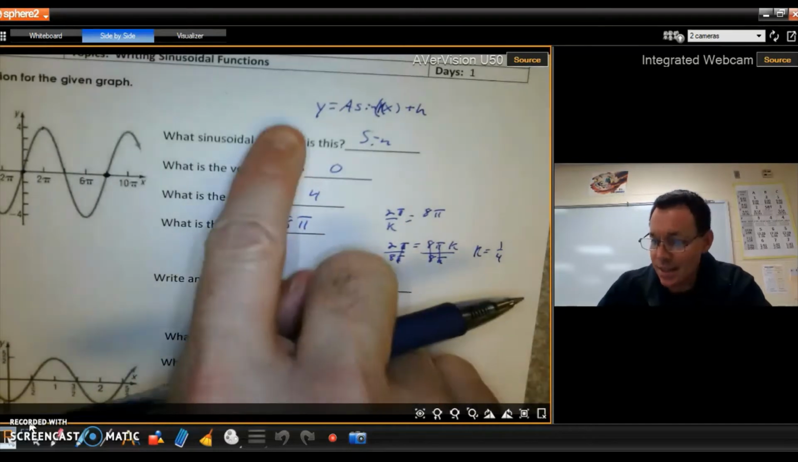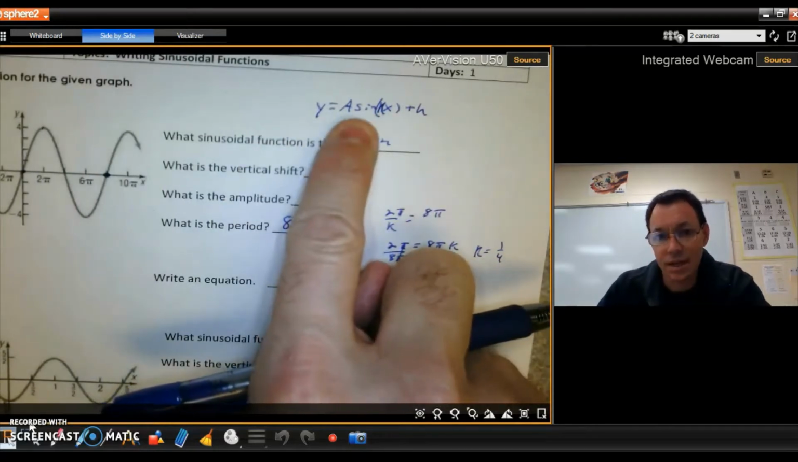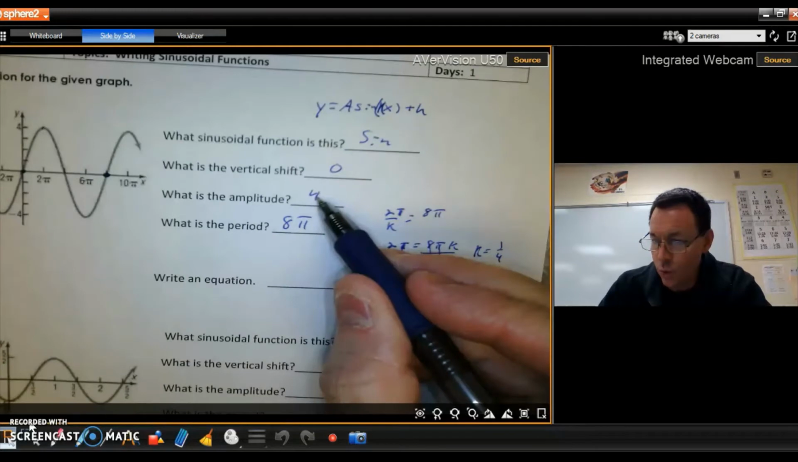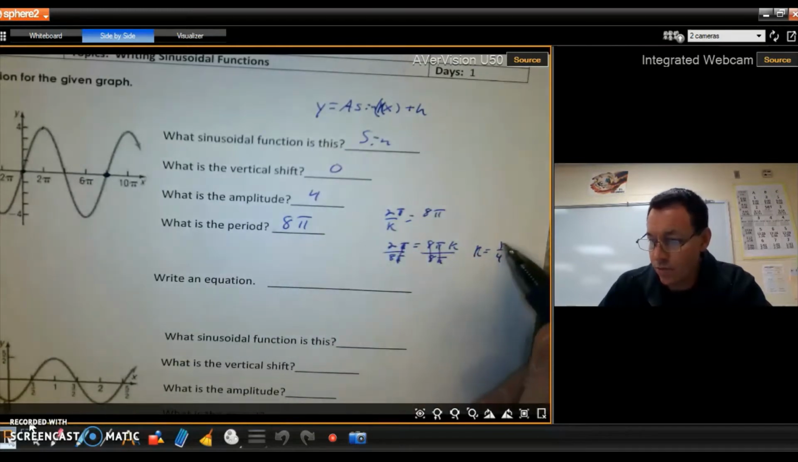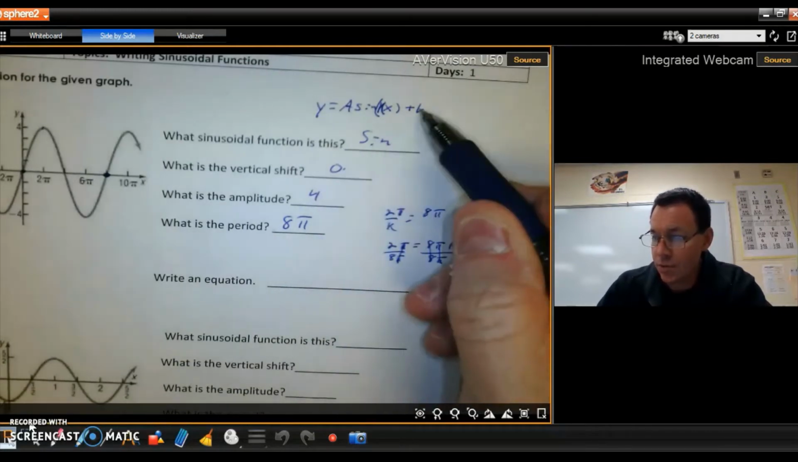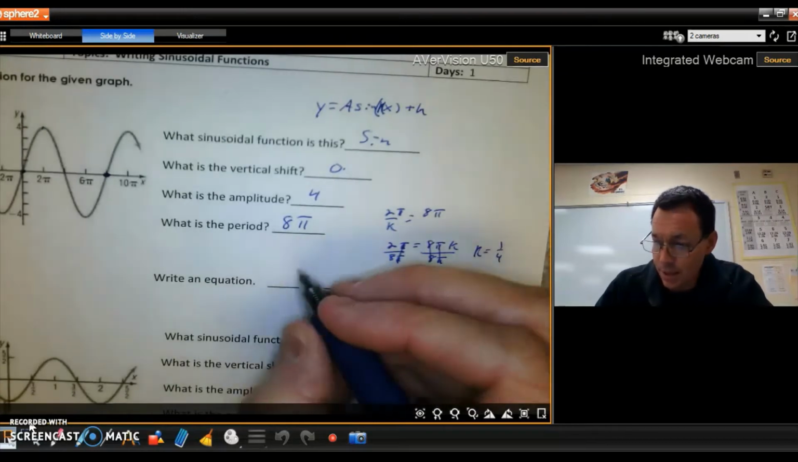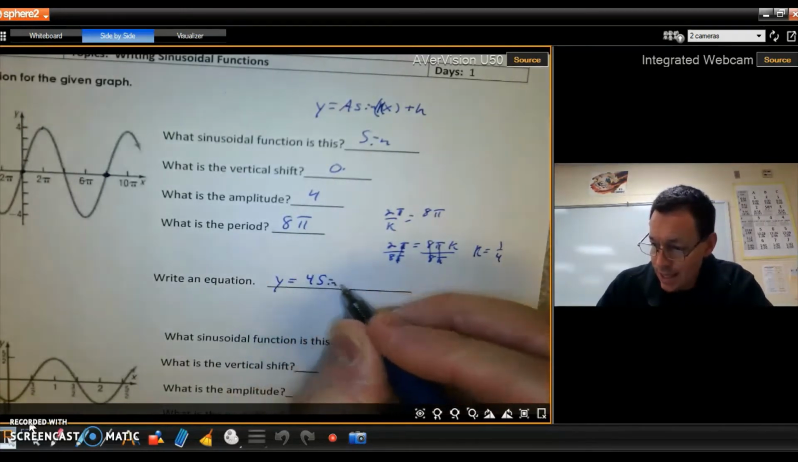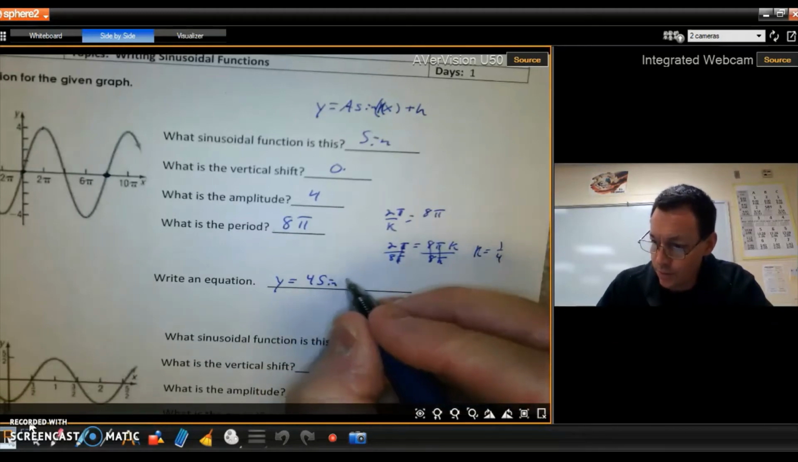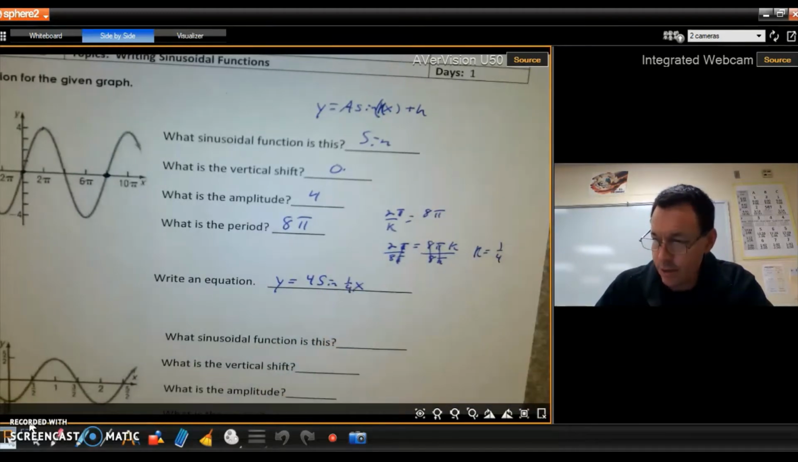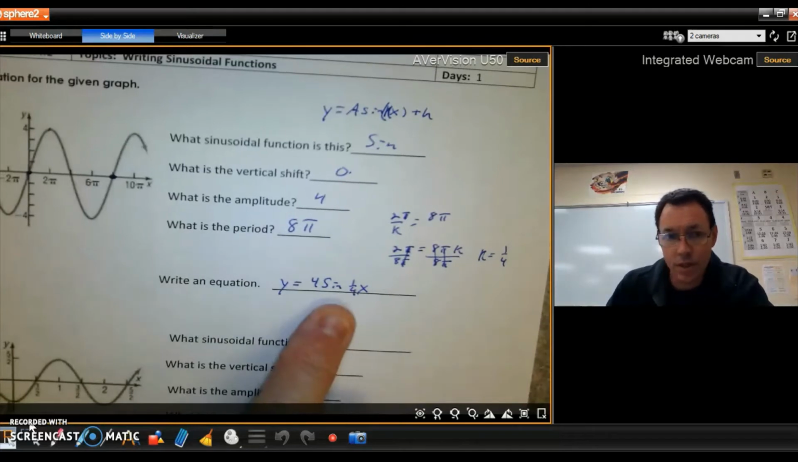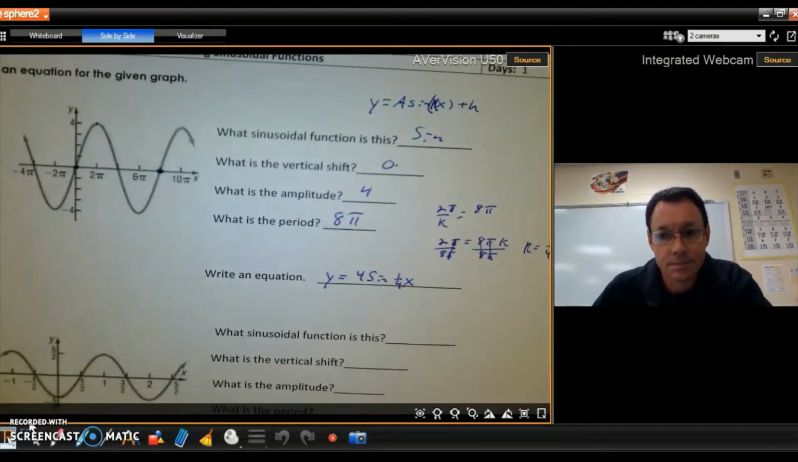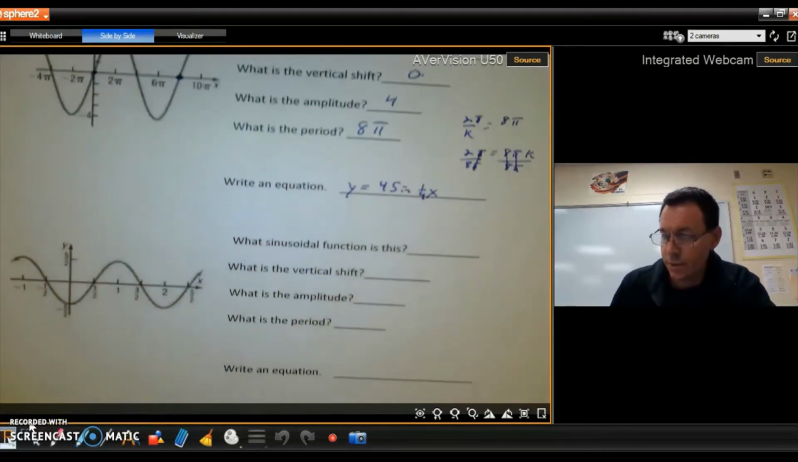So if I take this equation, this is a sine graph, and I plug in the 4 and the 1/4, and there is no vertical shift to plug in, I'm done. y equals 4 sine of 1/4 x, and that is the equation that this is the graph of. Okay? Let's look at the next one.